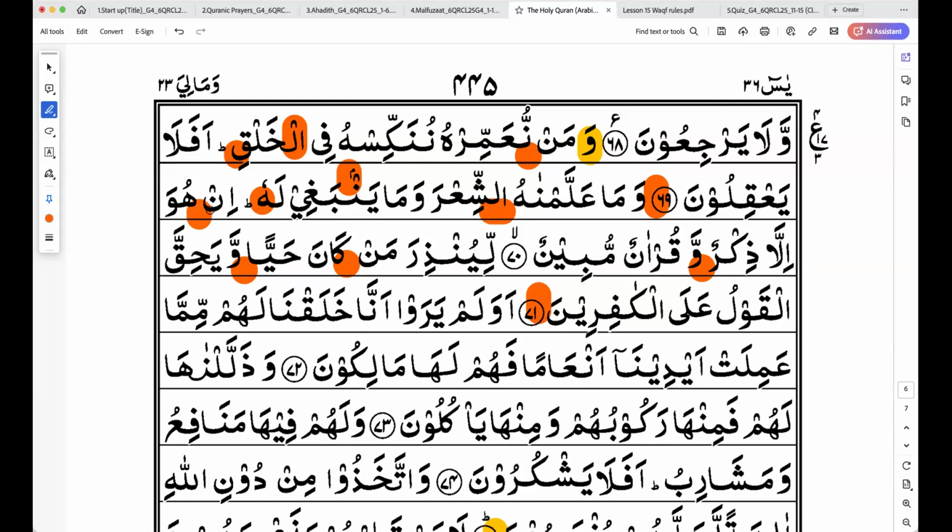Noon sakin followed by ha. What kind of letter is ha? It's the letter of Ikhfa. Not a letter of Ikhfa, it is a letter of Izhar. Yes, there will be a clear pronunciation there, so noon sakin is clear. You did it correctly over there. I wanted to check what rule you applied.